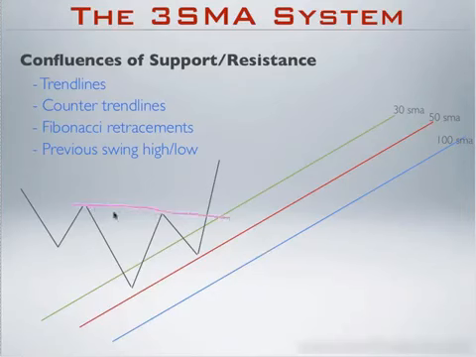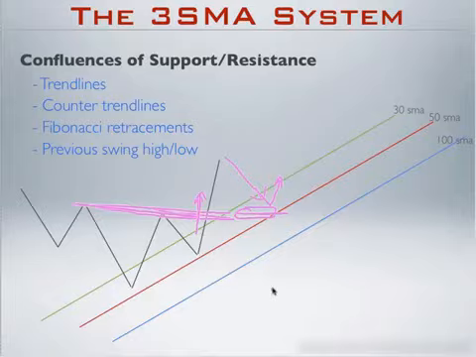You've probably heard this before. The concept of former resistance, once broken, may work as support once again. Okay, price comes back down to retest that former resistance line. Now that it's broken, it may work as support, and price may bounce to the upside off that counter trend line, just as it may do off a trend line.